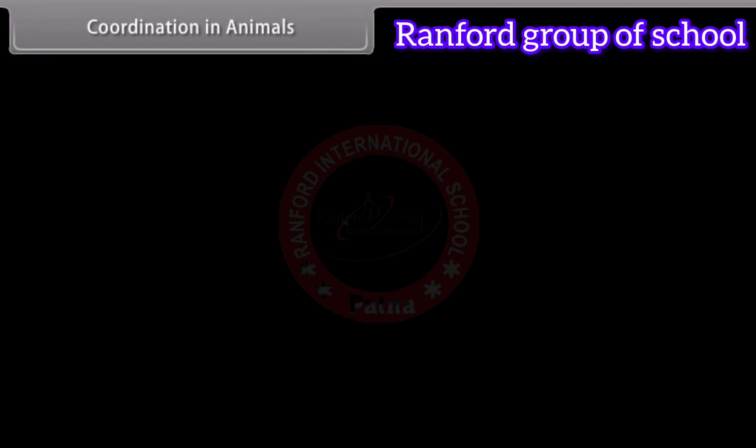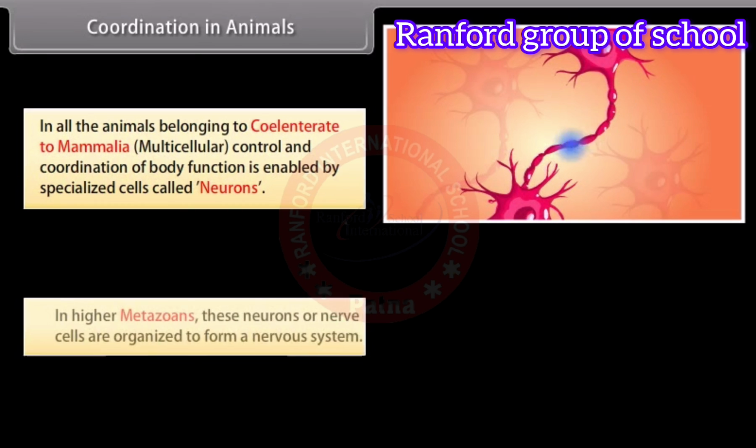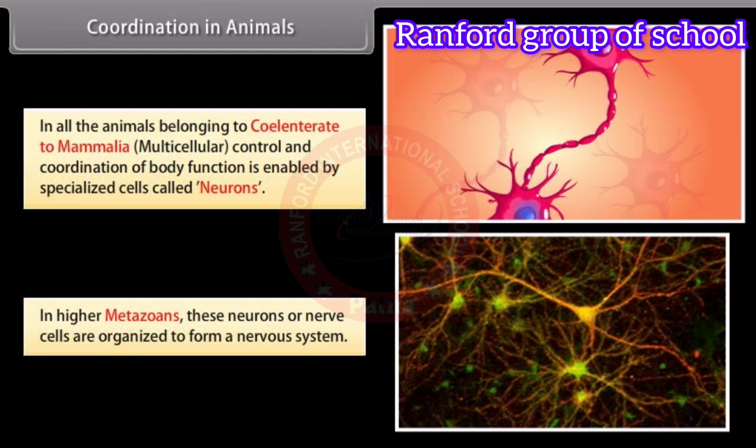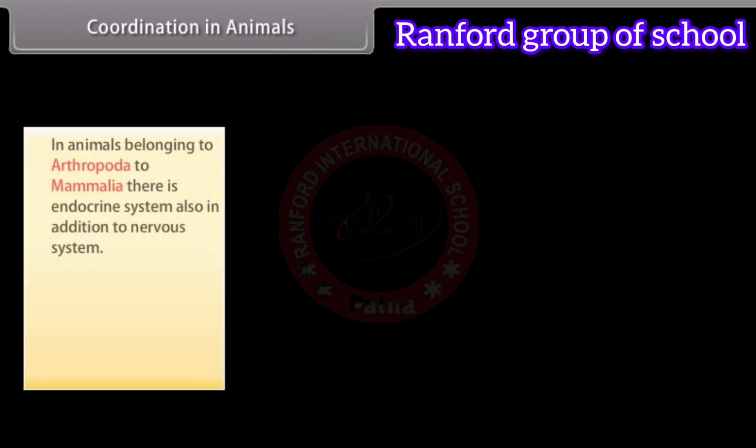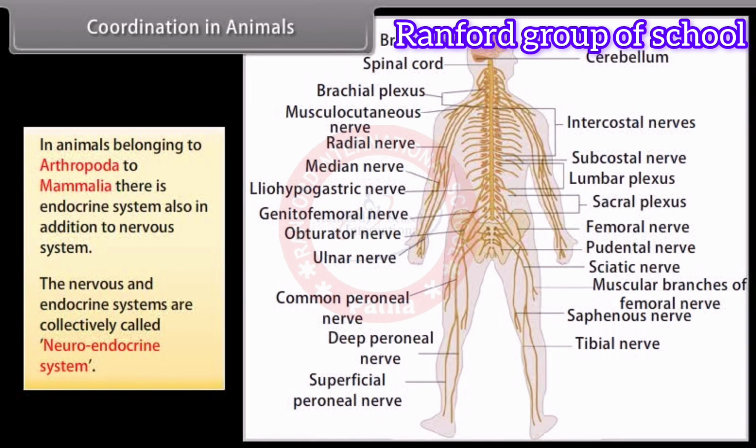Coordination in animals. In all the animals belonging to coelenterata to mammalia, multicellular control and coordination of body function is enabled by specialized cells called neurons. In higher metazoans, these neurons or nerve cells are organized to form a nervous system. In animals belonging to Arthropoda to mammalia, there is endocrine system also in addition to nervous system. The nervous and endocrine systems are collectively called neuroendocrine system.